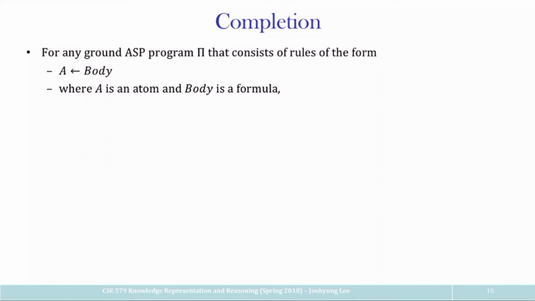Okay, so completion. What is the completion? Think about an ASP program written in this form. It has the form A if body. So we are not looking at the general ASP program, but the head is a single atom A. The atom can appear multiple times in different parts of the program, but every head must be a single atom.